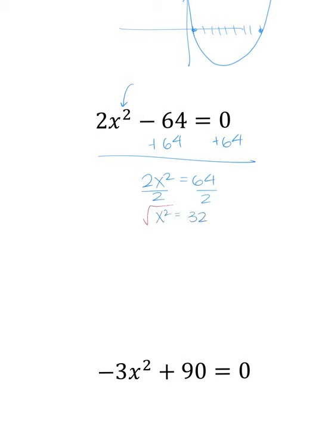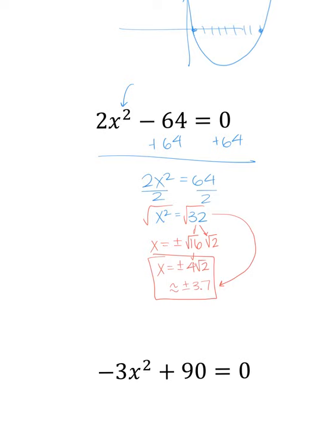Taking the square root of both sides, x would equal plus or minus the square root of 32. Because 32 can be written as the product of a perfect square, 16, and 2, this could also be written as plus or minus 4 square root of 2. It could also be written as approximately plus or minus 3.7. If you take the square root of 32 and put it into your calculator, it's approximately 3.7. Either of these answers would be all right.